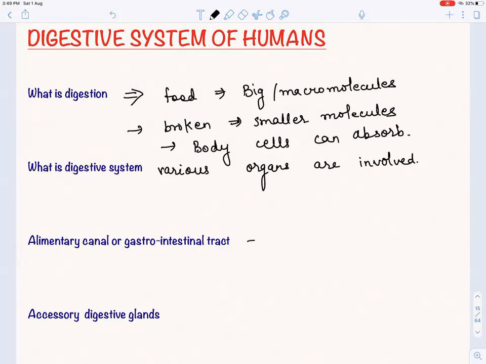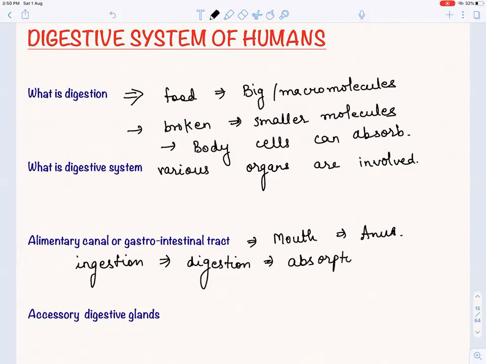What is alimentary canal or gastrointestinal tract? It starts from mouth and it ends at anus. We saw the whole structure, and it contains food from the time it is eaten, digested, absorbed, assimilated, and then excreted. So we saw ingestion, digestion, I'm just revising the previous class, right? Absorption, assimilation, and finally excretion, right? So from mouth till anus.